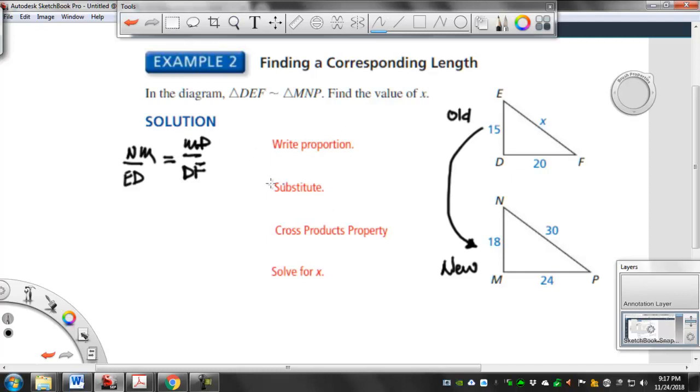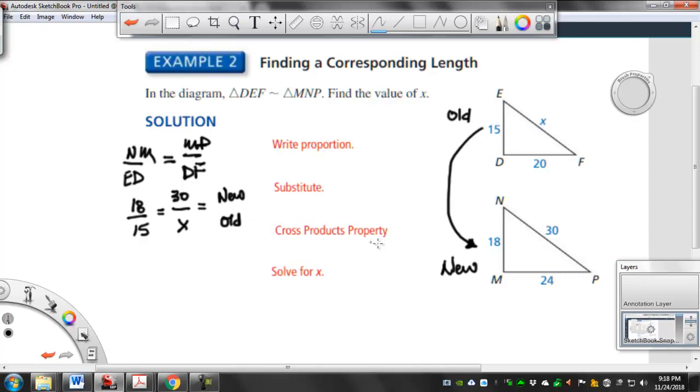Now I'm going to substitute values in. So the length of NM is 18. The length of ED is 15. And then I have X on the bottom here. And then the new has 30. So remember that idea. It's the new divided by the old. And that's what we have. So this is the new divided by the old.